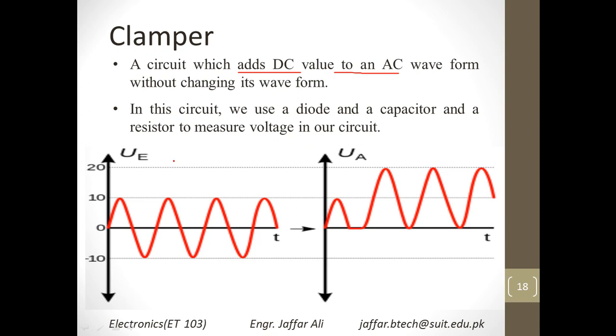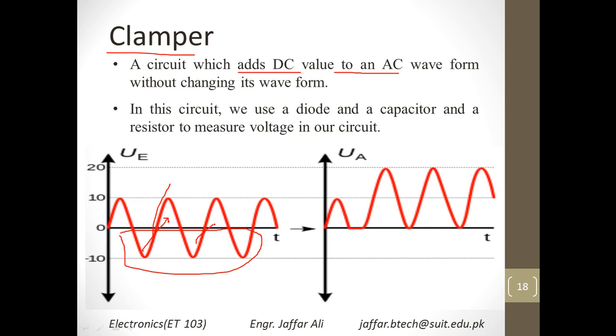Let's see how this works. You see that we have given the input over here. It is a pure AC wave, and we basically want to take these peaks and shift them to the positive side. So how do we do that? We have done it by using a clamper, and this negative will be added over here.